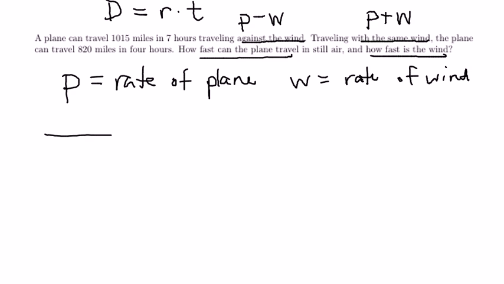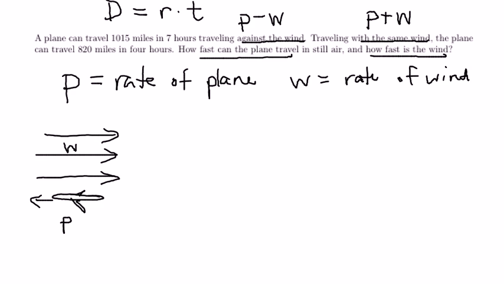In other words, if the wind is traveling this way and the plane is traveling that way, we have to subtract the wind's speed from the plane. Likewise, if the plane is traveling this way, we would add the two rates. So that tells us our system of equations.